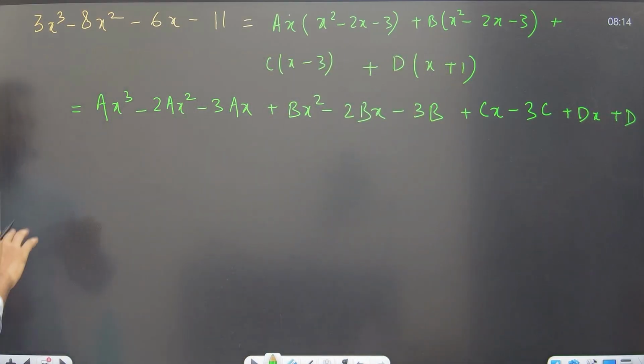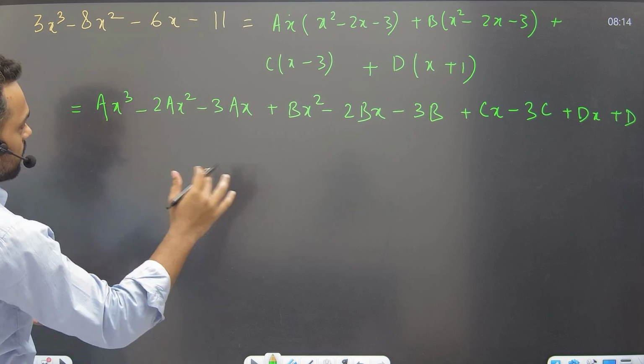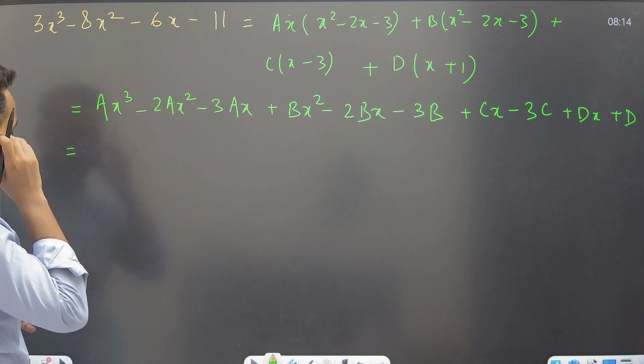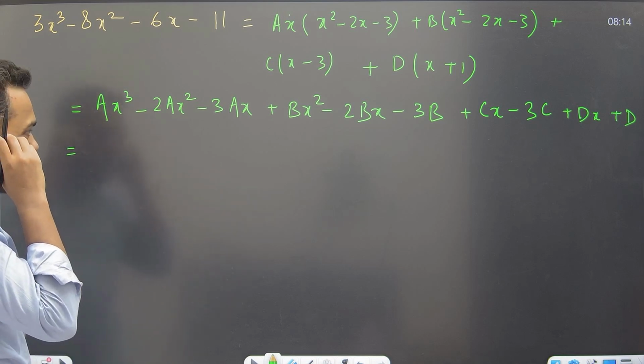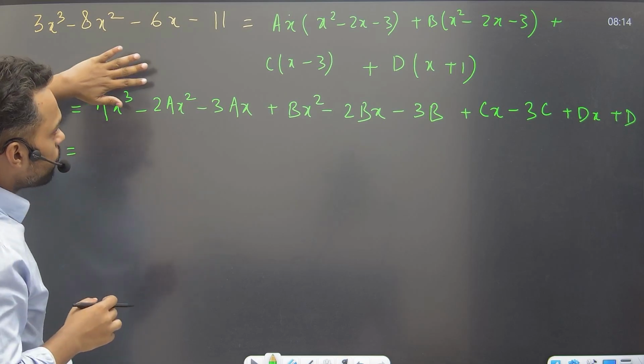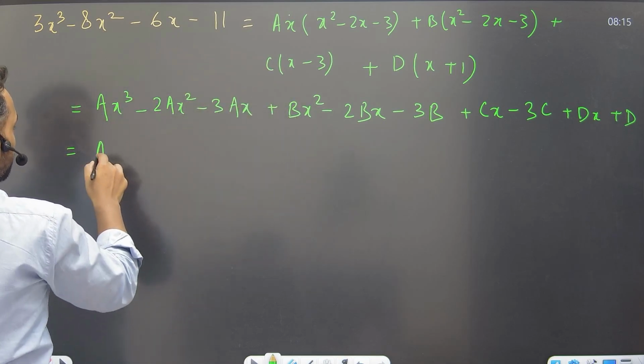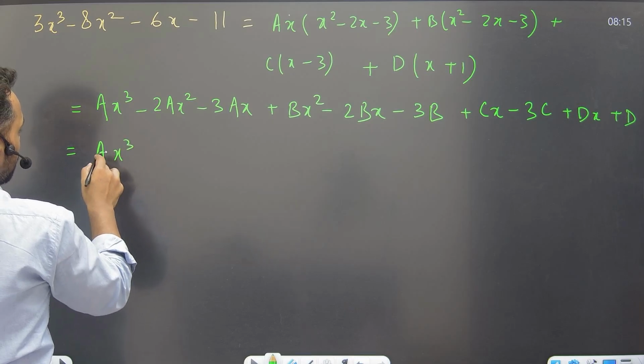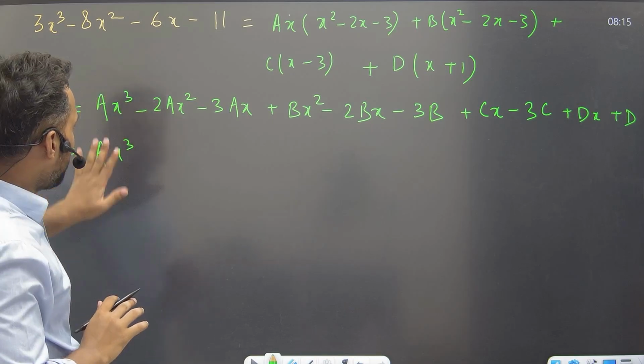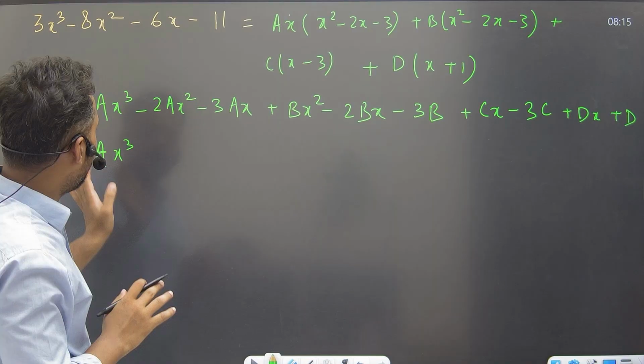Okay, now group the like terms here, students. So x cube in the whole expression: you will not get another x cube. The coefficient of x cube is only present one time in this whole expression, so it will be alone.